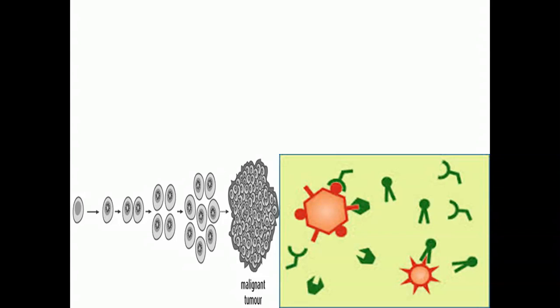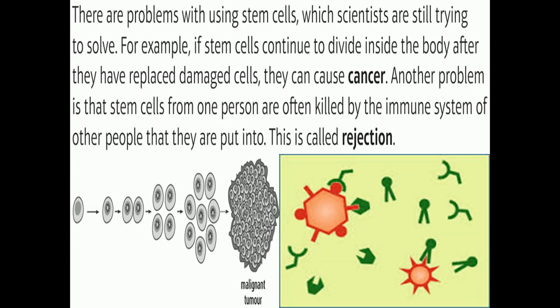There are, however, risks with using stem cells in medicine. So one of the first things that stem cells can do is they could divide by mitosis. And if they divide by mitosis uncontrollably, this means that these cells become cancerous, taking away nutrients from other cells. Another problem of stem cells is often they're killed by the immune system, the white blood cells of the recipient, and this means that these stem cells are rejected.